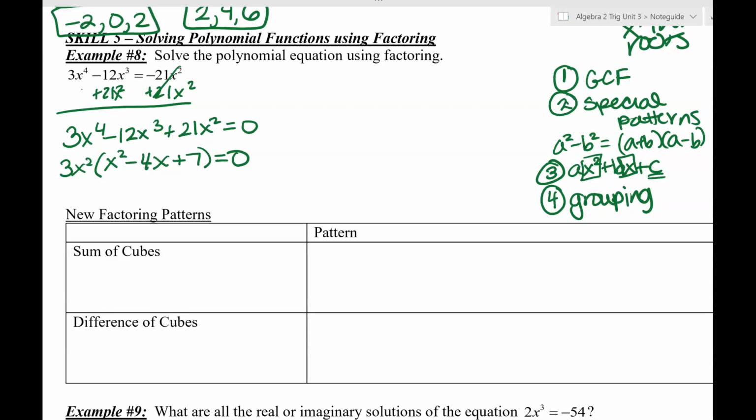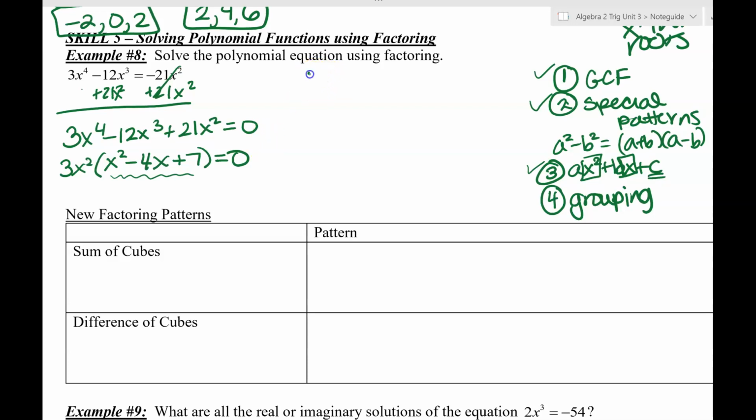So then I'm going to go through my list. I've taken out the greatest common factor. I don't see anything that fits a special pattern. I do have a quadratic here, so I would try to factor that. As I look for things, there's nothing that multiplies to make 7 and adds to make 4. So though I wish this worked and went further, it doesn't. And I don't need to use grouping. So this is as factored as the polynomial gets, and now I need to solve it.